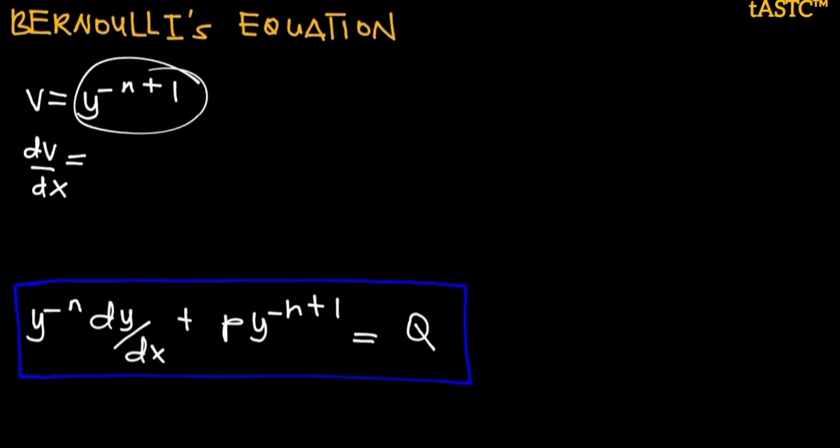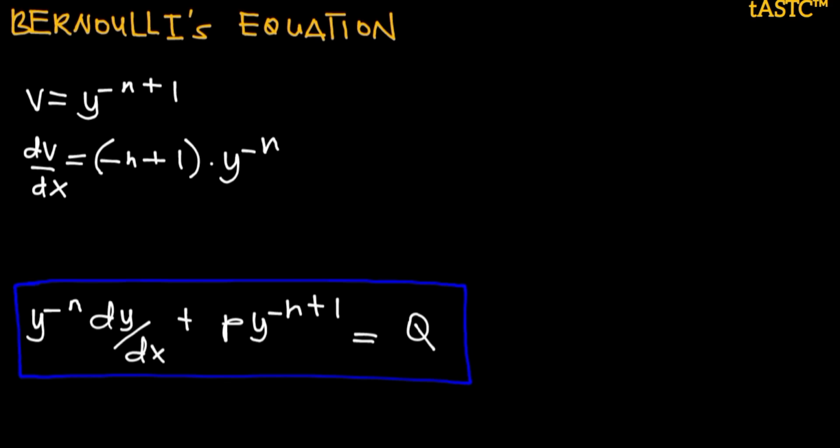Now, to work this, we need to use the power rule. So that is going to be negative n plus 1, taking the power to the front. And you need to work out the derivative of this, so that is going to be y to the negative n plus 1, and you need to subtract 1 from there. We know the power rule: dy dx should be equal to n multiplied by x raised to the power of n minus 1.